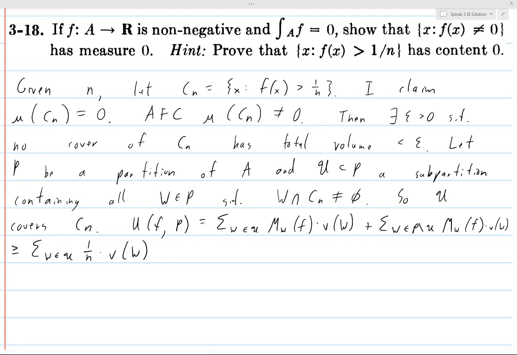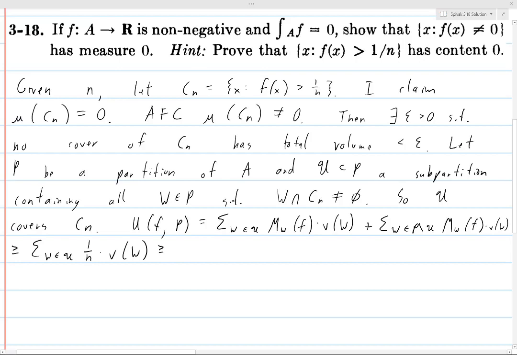And so the 1 over n, we can pull that out front. And what is the sum of the volumes of all the elements in U? Well, we know that there is an epsilon greater than 0 such that no cover of Cn has total volume less than epsilon. And the W's, all the elements of U, are a cover of Cn. So it has to have total volume greater than or equal to epsilon.